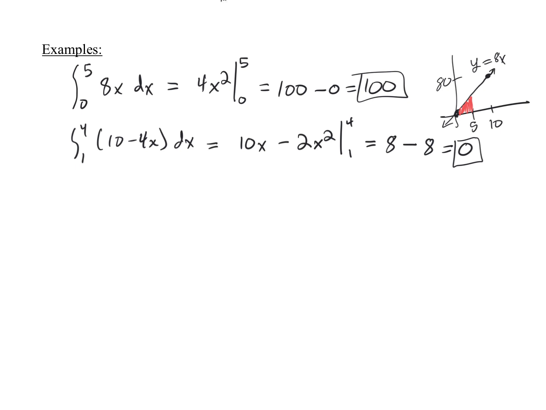You might want to stop and think, what just happened? Like, how is it possible for the area under a curve to be 0? Well, let's look at what this would look like. A graph of this function, let's see, the original function has a y-intercept of 10 and a slope of negative 4. So we can draw this here. So 10 and a slope of negative 4 means that this line is going to cross the x-axis halfway between 2 and 3.